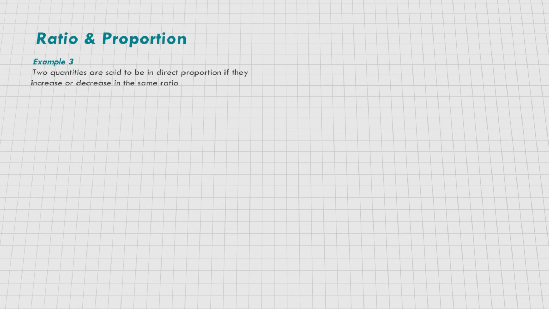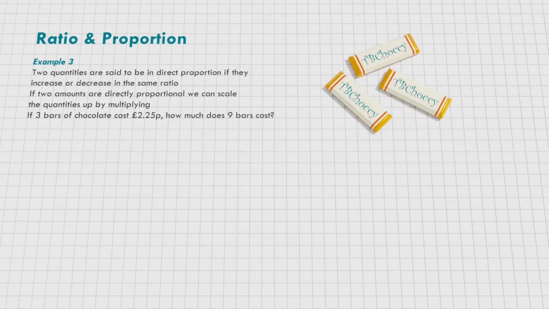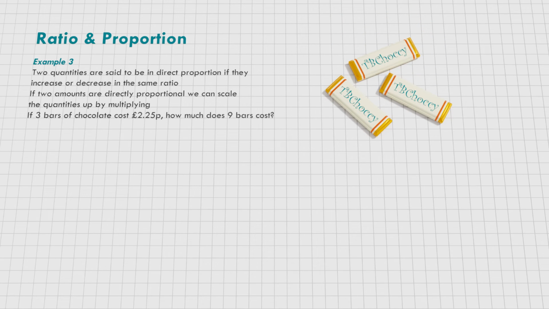Two quantities are said to be in direct proportion if they increase or decrease in the same ratio. If two amounts are directly proportional, we can scale the quantities by multiplying. If 3 bars of chocolate cost £2.25, how much does 9 bars cost?